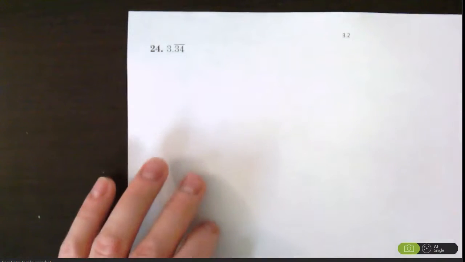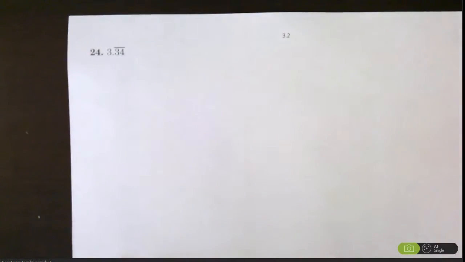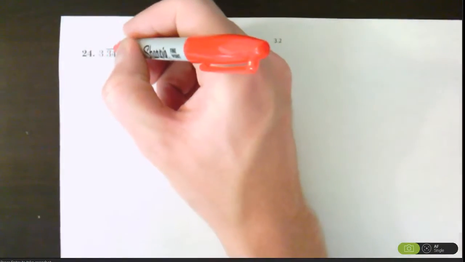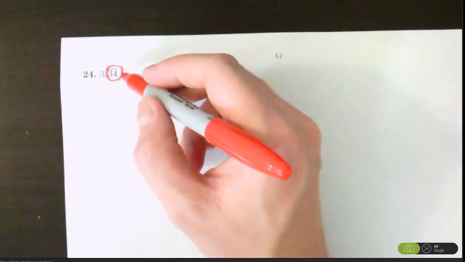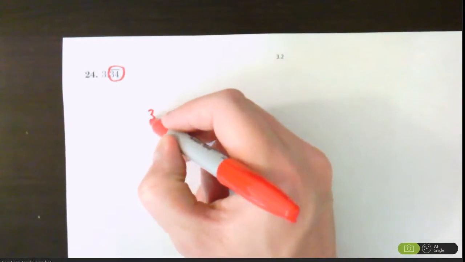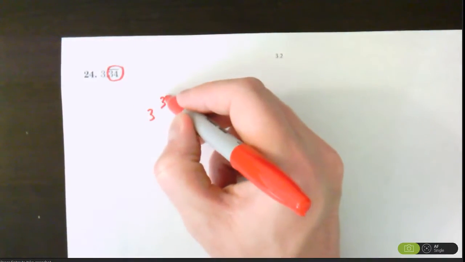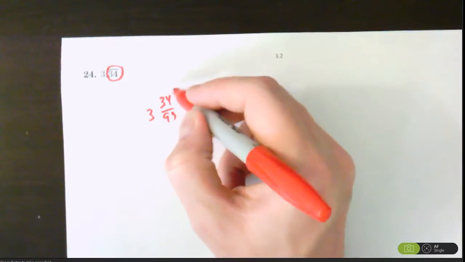Now, 24 we talked about in class. There's a process to do this, but I also showed you a trick and a shortcut for repeating decimals, because to do this without it, we have to do some algebra, and we'll do the algebra way later. So the real trick is, if all the digits are repeating, which is what's happening here, you ask yourself, how many digits are repeating? 2. So we put that over 9. So we have 3 from the whole number, and then 34 over 2 9s, which is 99. If this could reduce, you would do that, but it doesn't. It's just 34 over 99.